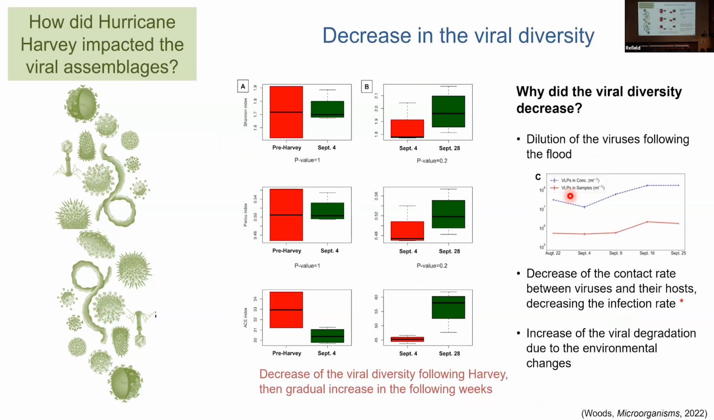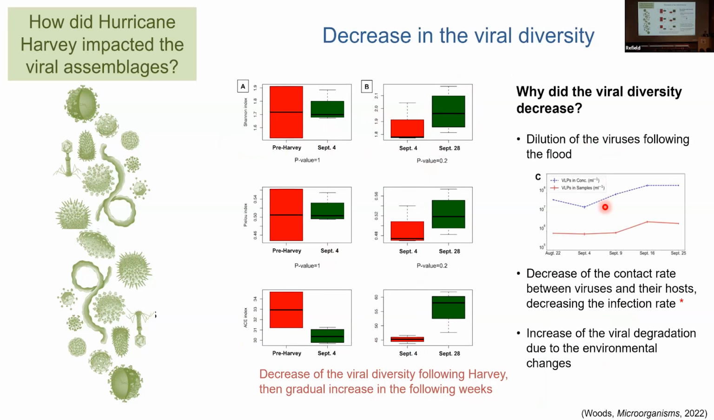How did the viruses change? So here we're looking at the viral biodiversity, and on the left panel, it's from the pre-Harvey to after the first sampling, and on the right panel, it's the first sampling up to the last one. So there was a drop in diversity and in richness as well, but then it came back.